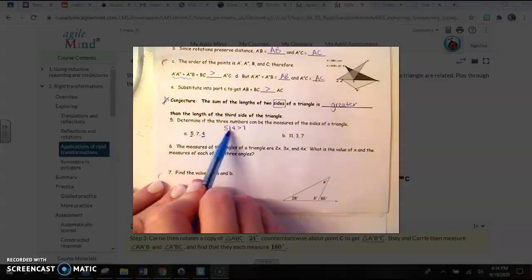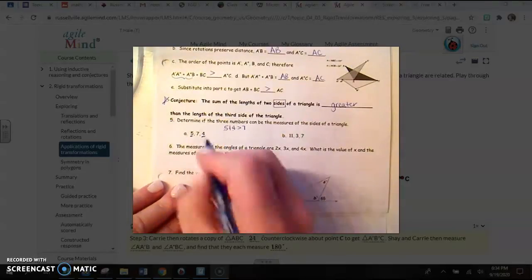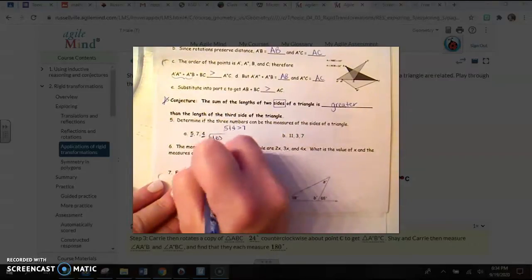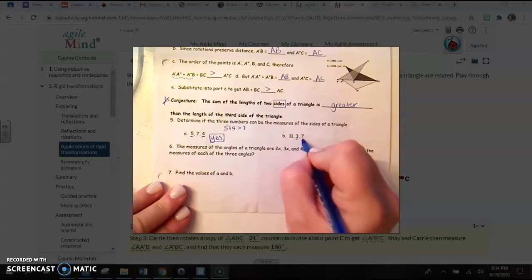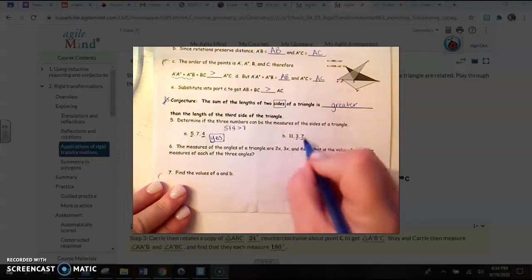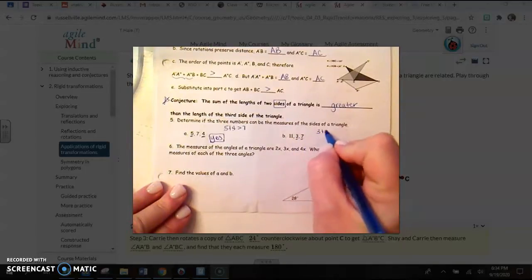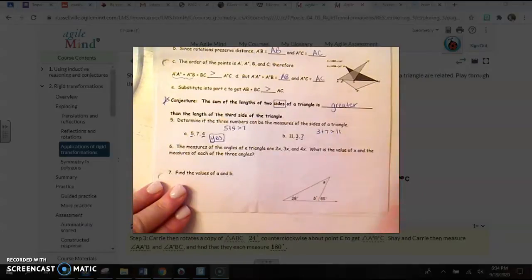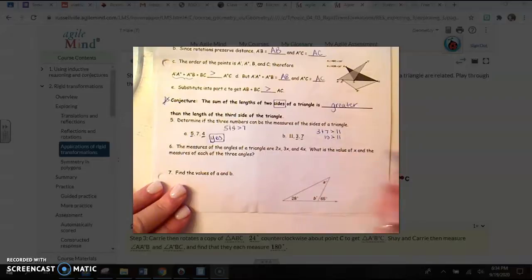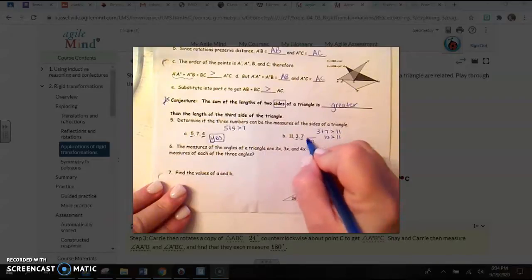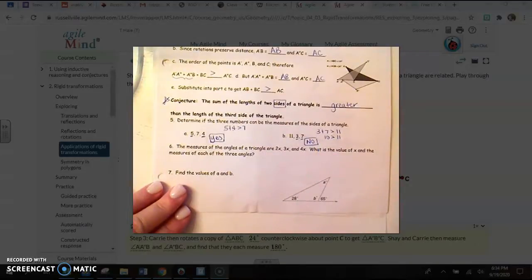And it is. 5 plus 4 is 9, and that's greater than 7. So yes, these can be the side lengths of a triangle. On the second one, the two smaller sides are 3 and 7. So for this to be a triangle, 3 plus 7 would have to be greater than 11. Well, 3 plus 7 is 10, which is clearly not greater than 11. So no, this cannot be the sides of a triangle.